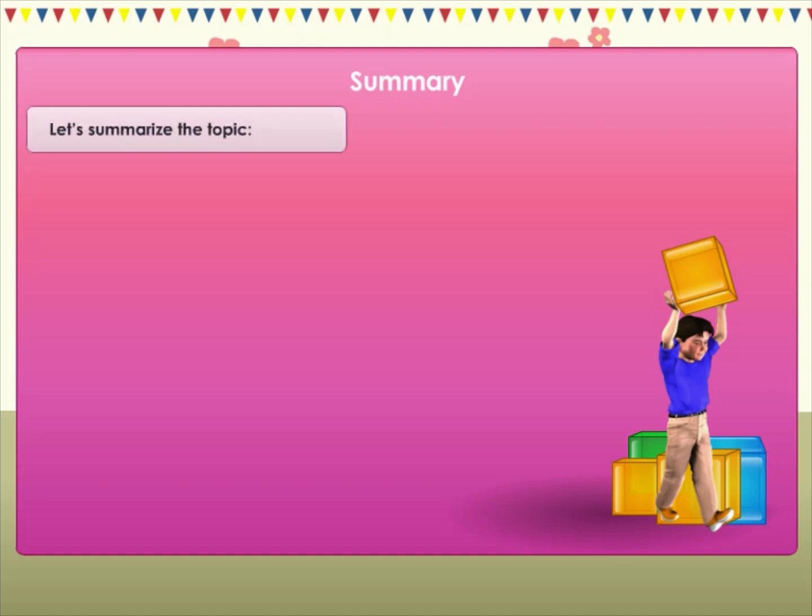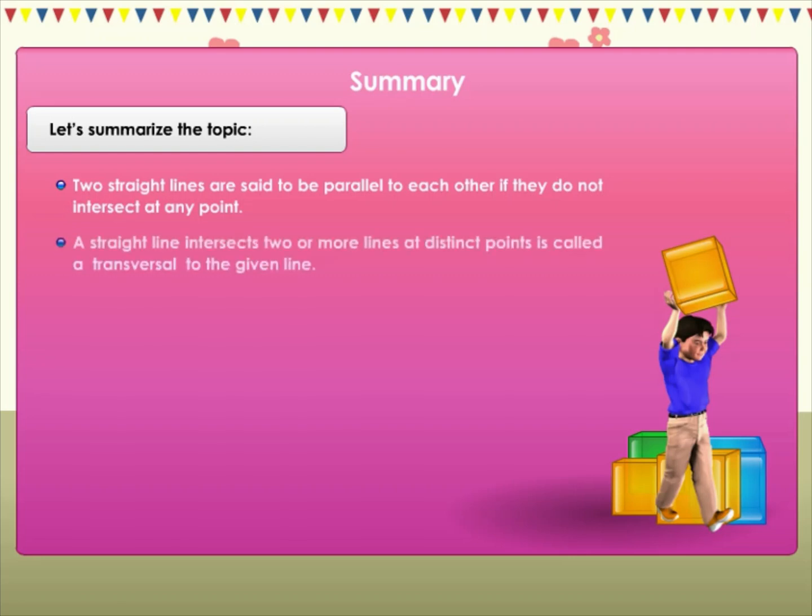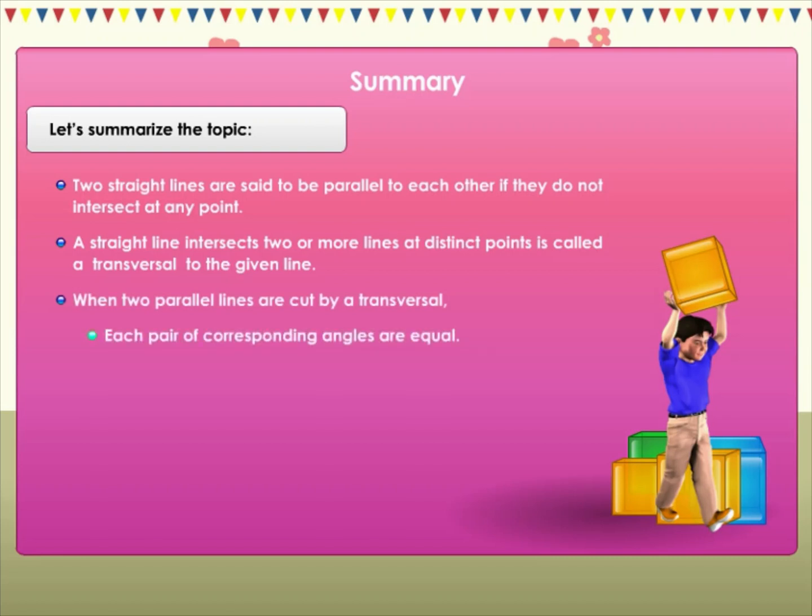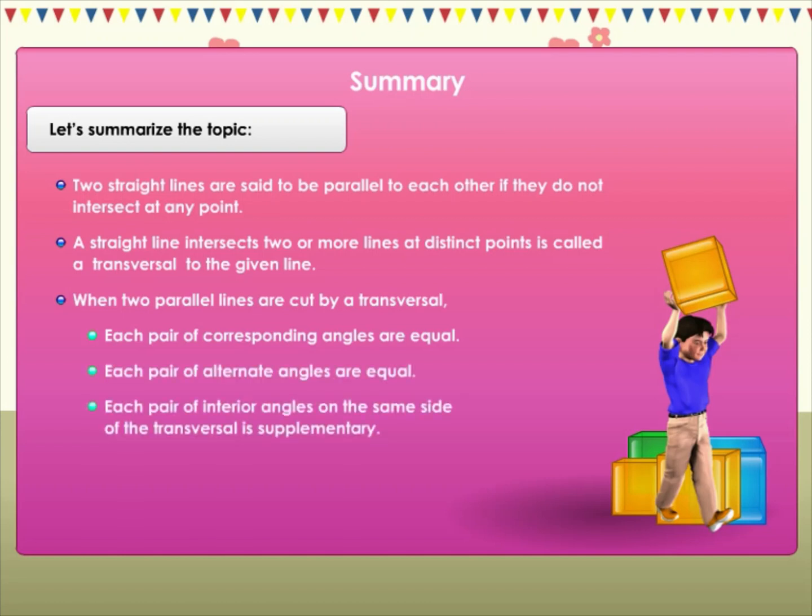Summary. Let's summarize the topic. Two straight lines are said to be parallel to each other if they do not intersect at any point. A straight line that intersects two or more lines at distinct points is called a transversal to the given lines. When two parallel lines are cut by a transversal, 1. Each pair of corresponding angles are equal. 2. Each pair of alternate angles are equal. 3. Each pair of interior angles on the same side of the transversal is supplementary.